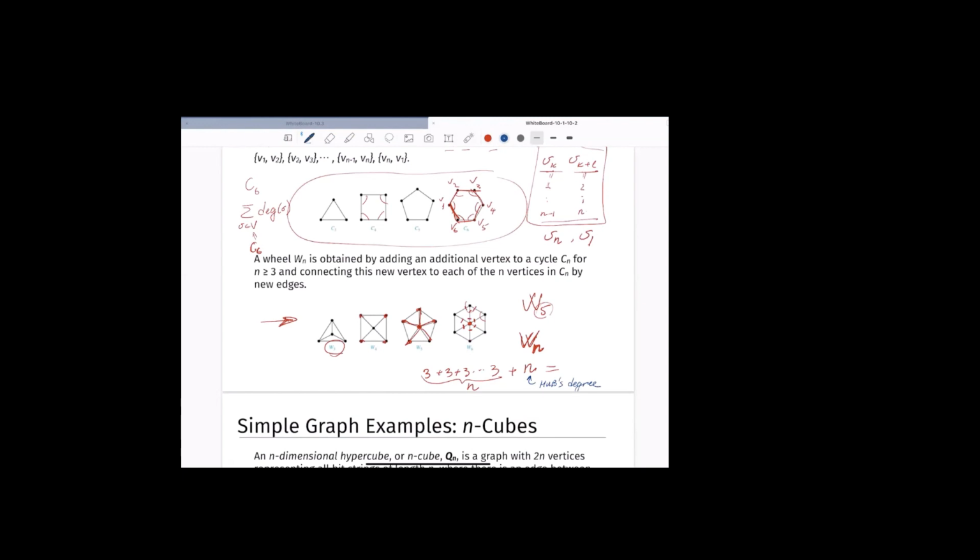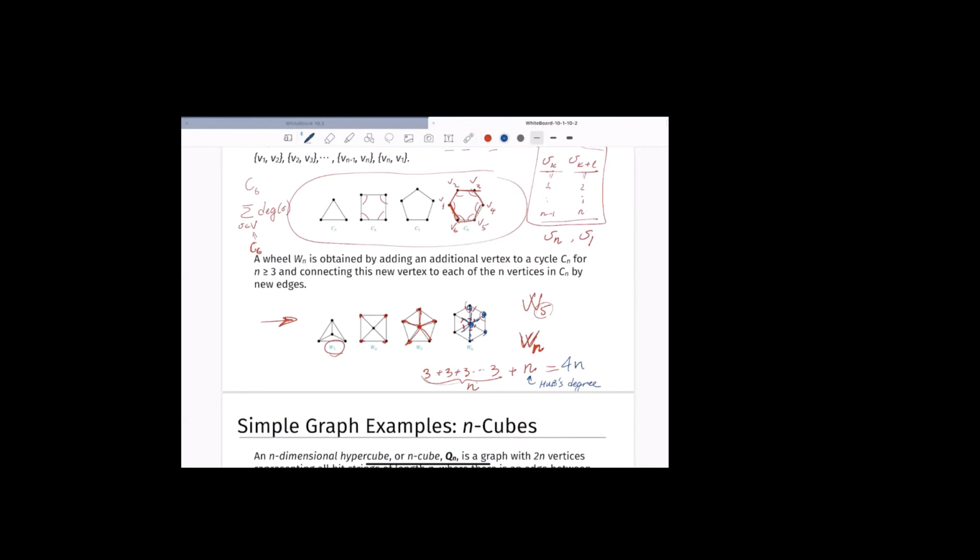Okay, so each vertex that's on the periphery has degree 3. This guy has degree 3. This guy has degree 3. Everyone. So I have n of those, and then plus I have this guy who has degree n. So yeah, it's 4n, and it's an even number for sure. There's no other way. That's twice the number of edges.